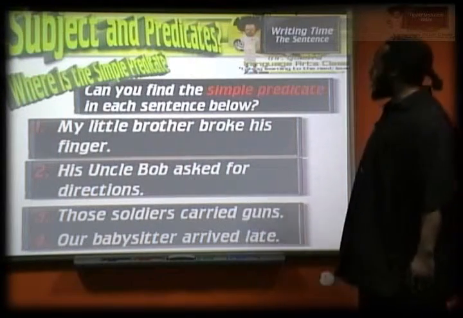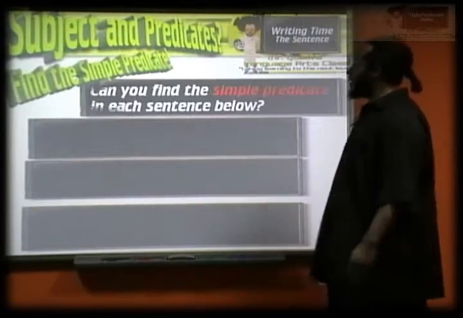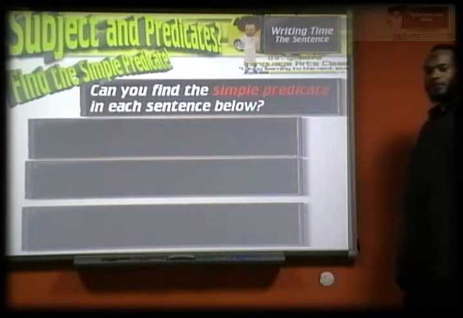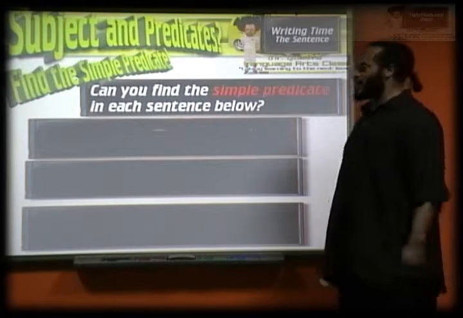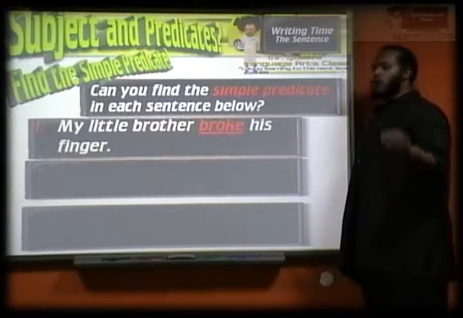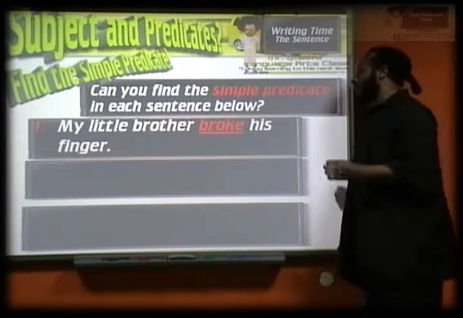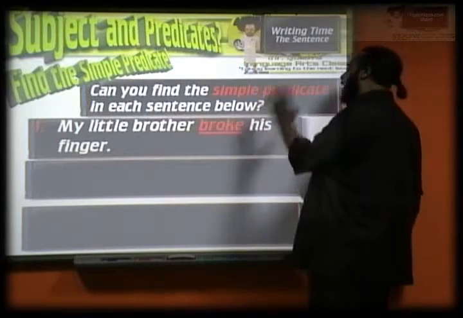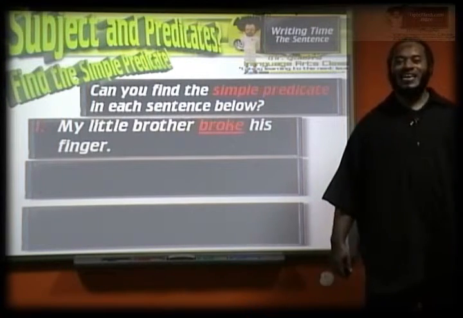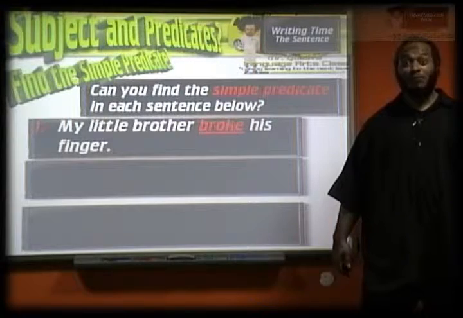Okay, a few minutes are gone. Pause the video if you need to. Here we go. Now we're going to figure this out. Let's start with our first sentence here. My little brother broke his finger. So in this case, broke is the simple predicate.